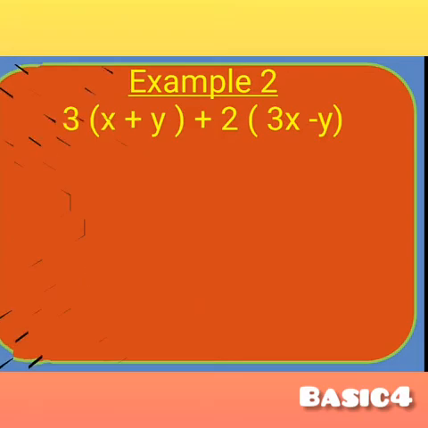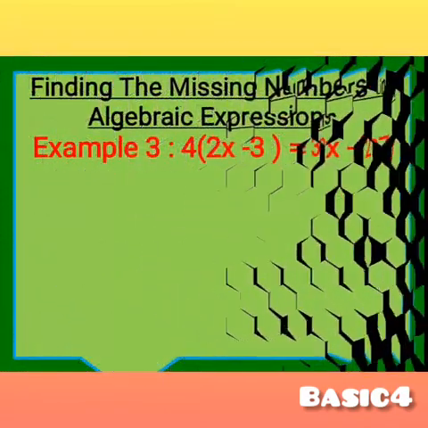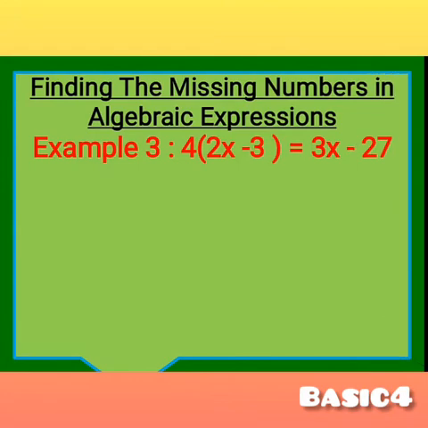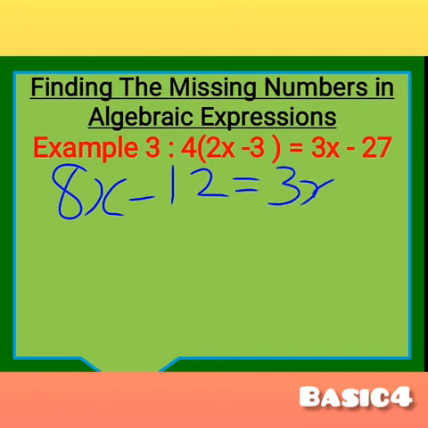Let's take example 3. Finding the missing numbers in algebraic expressions. Let's find the missing number here. First of all, we open the brackets. 4 times 2x is 8x. 4 times minus 3 is minus 12. This equals 3x minus 27. We bring the like terms together. They will be crossing the sign of equality. Where it is positive, as it crosses the sign of equality, it becomes negative.